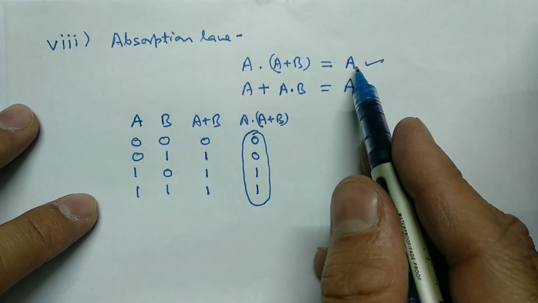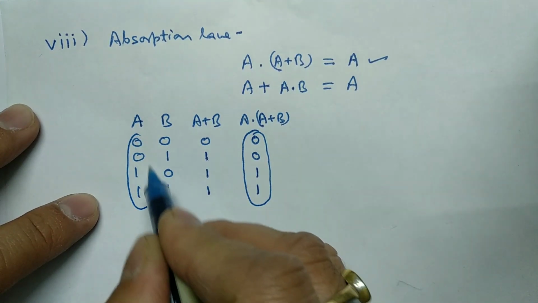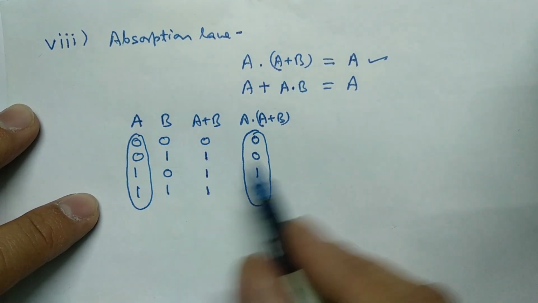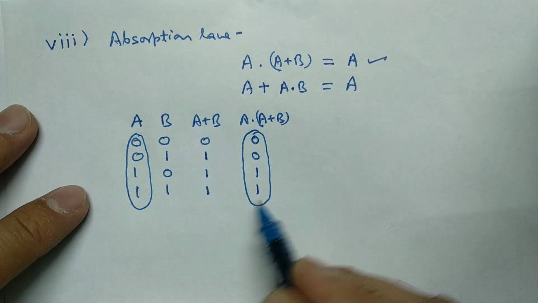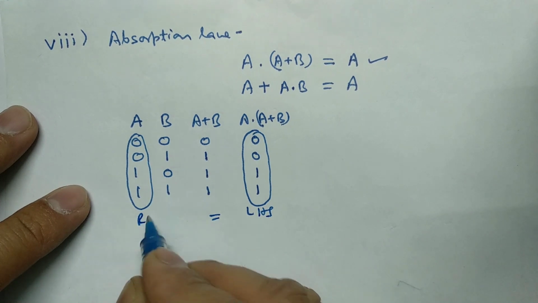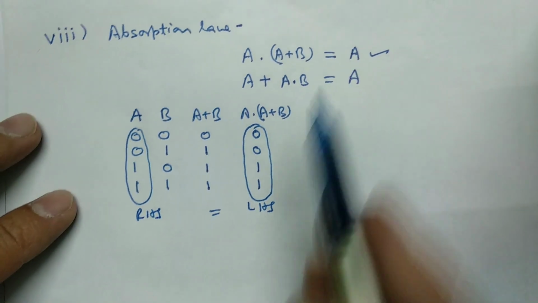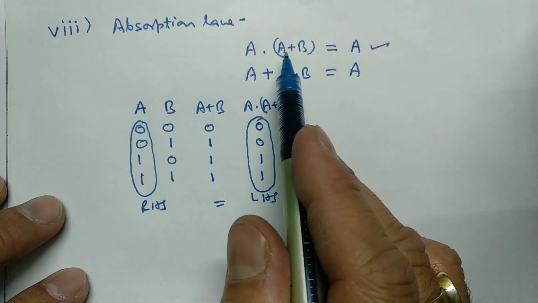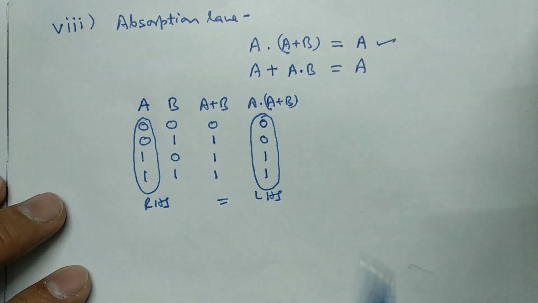And the right hand side should be A. What is A? A is again 0, 0, 1, 1. Now the left hand side is equal to the right hand side. So this way we can prove that A and (A or B) is A, which is the absorption rule.